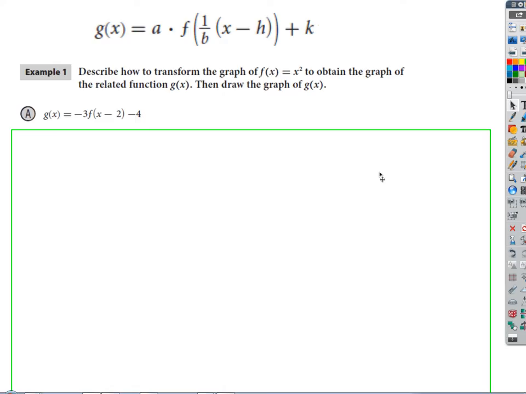Yes? Shifting it down 4. Okay, it's being vertically shifted down 4. Joe, what else? It's reflecting over the x-axis. Okay, it's being reflected over the x-axis. Good. What else? So what have we accounted for then? We can almost kind of cross them off.